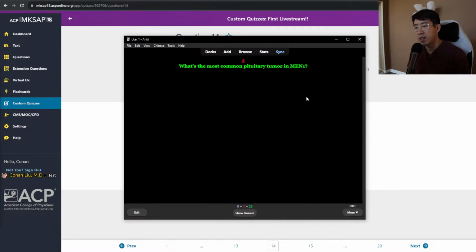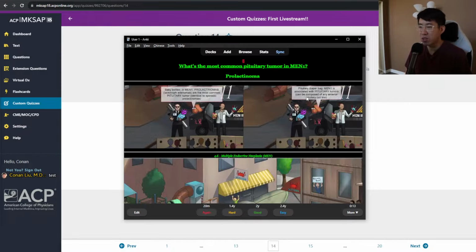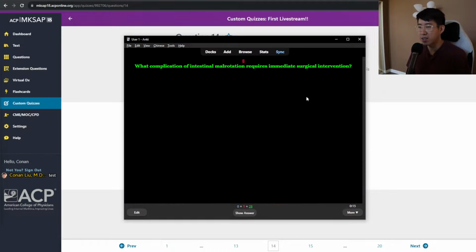Pretty much. What's the most common pituitary tumor in men? That's going to be a... I actually don't remember. Most common pituitary tumor is going to be a growth hormone secreting... It's a prolactinoma. What complication of intestinal malrotation requires immediate surgical intervention? That's going to be volvulus.